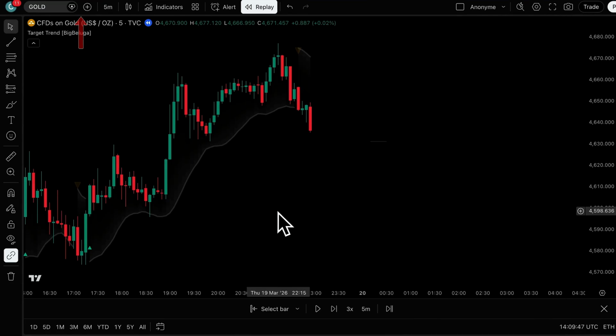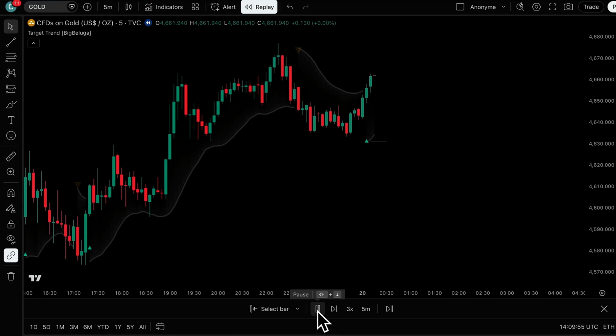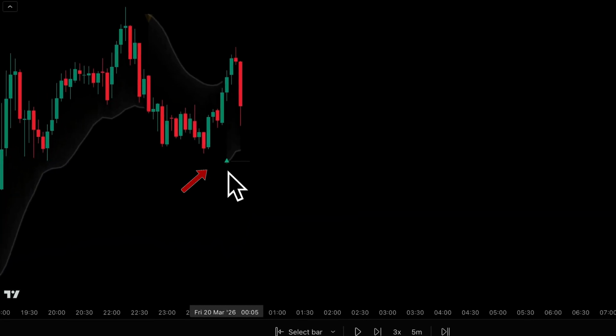I'm on the gold chart on a 5-minute time frame. We'll wait for the next signal from the indicator and see if we trade it together. We can see a buy signal given by the indicator right here.